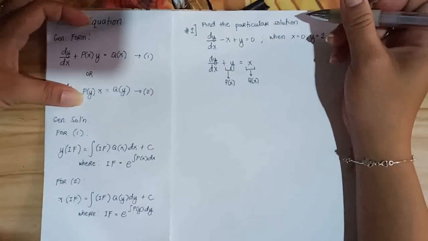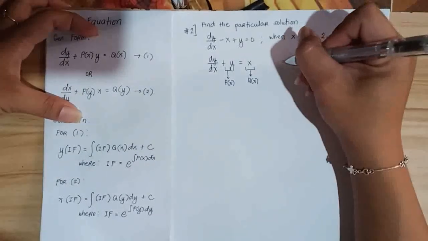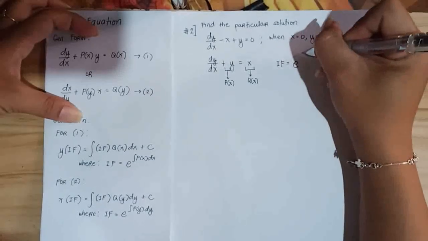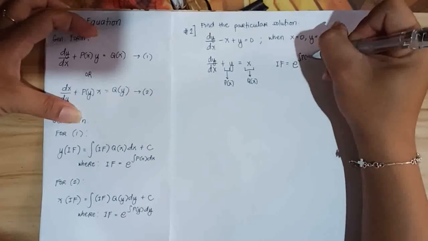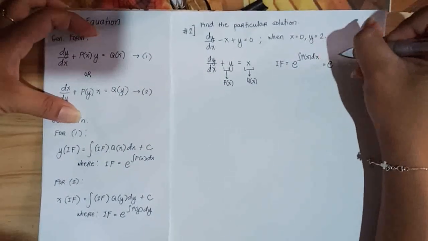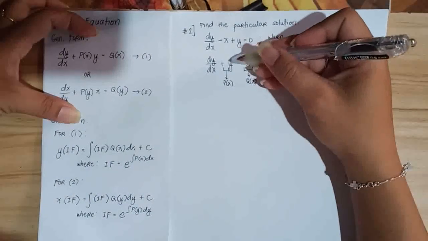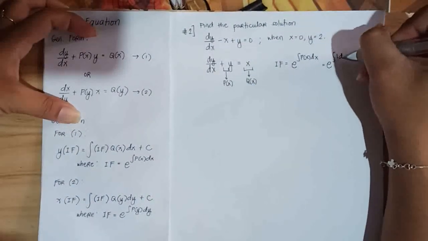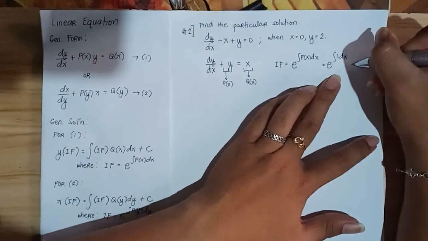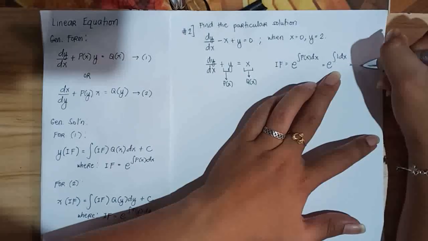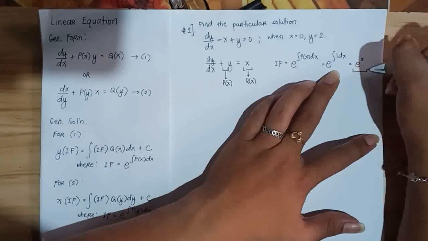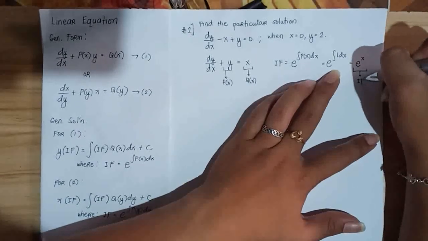Now, after identifying the p of x and the q of x, you have to solve for the integrating factor, and the integrating factor of that is e raised to the integral of the p of x dx. So this will be e raised to the integral of the p of x here is 1 multiplied by the dx, or simply the integral of dx. So the integral of dx is simply x. So you will have an integrating factor of e raised to x. So ito ngayon yung tatayong integrating factor.